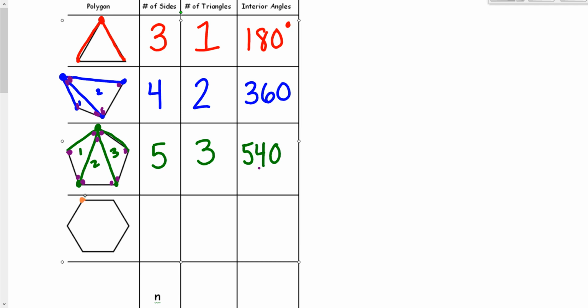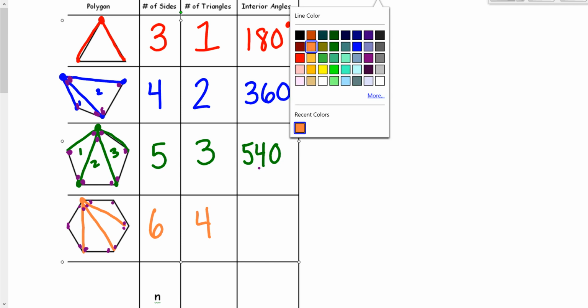Now I go for my six-sided shape, which is a hexagon. Can we guess the number of triangles that are formed in a hexagon? Well, when I connect each vertex that's not already connected, I am forming four triangles. And then how do I find the measure of those four triangles? Well, I add 180 plus 180 plus 180 plus another 180, and that is going to be 720 degrees.